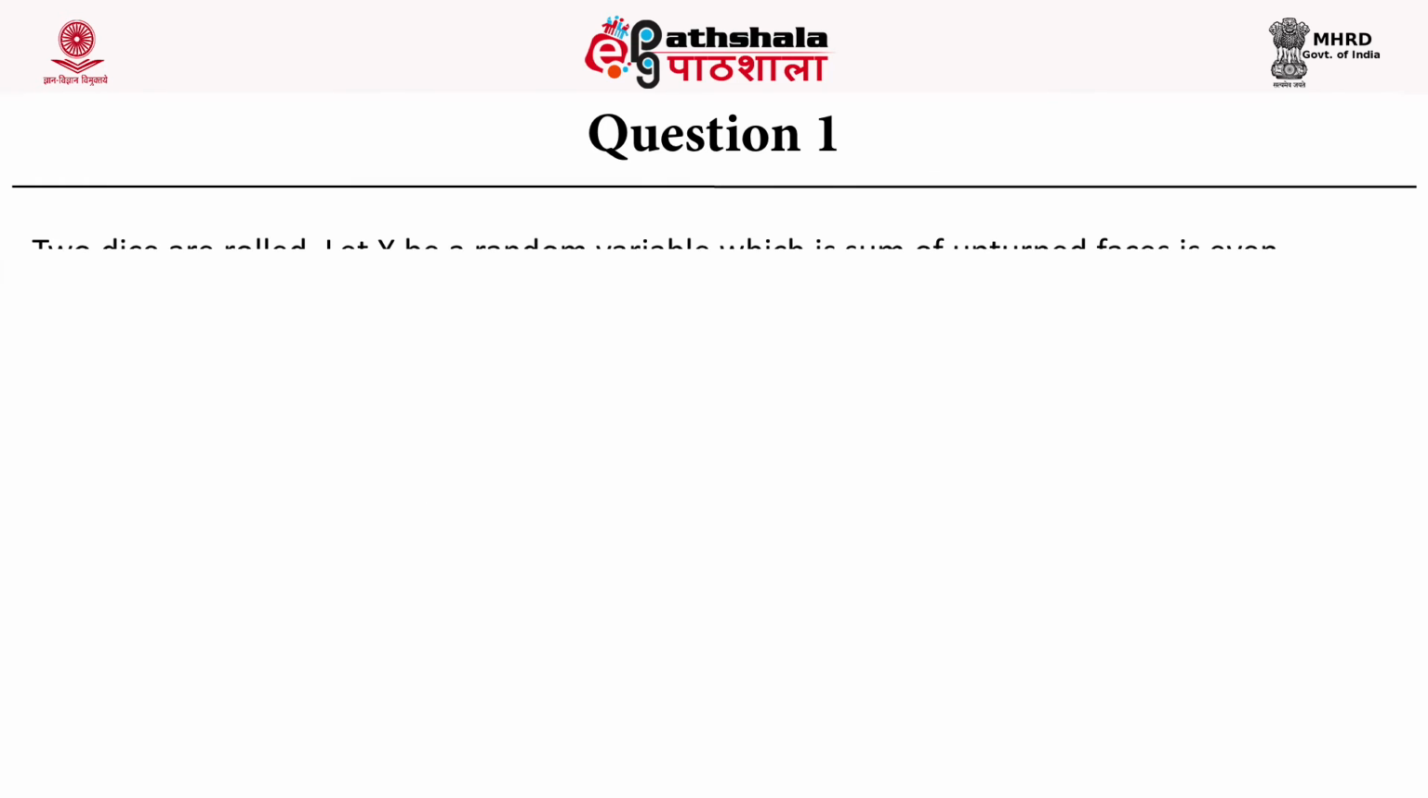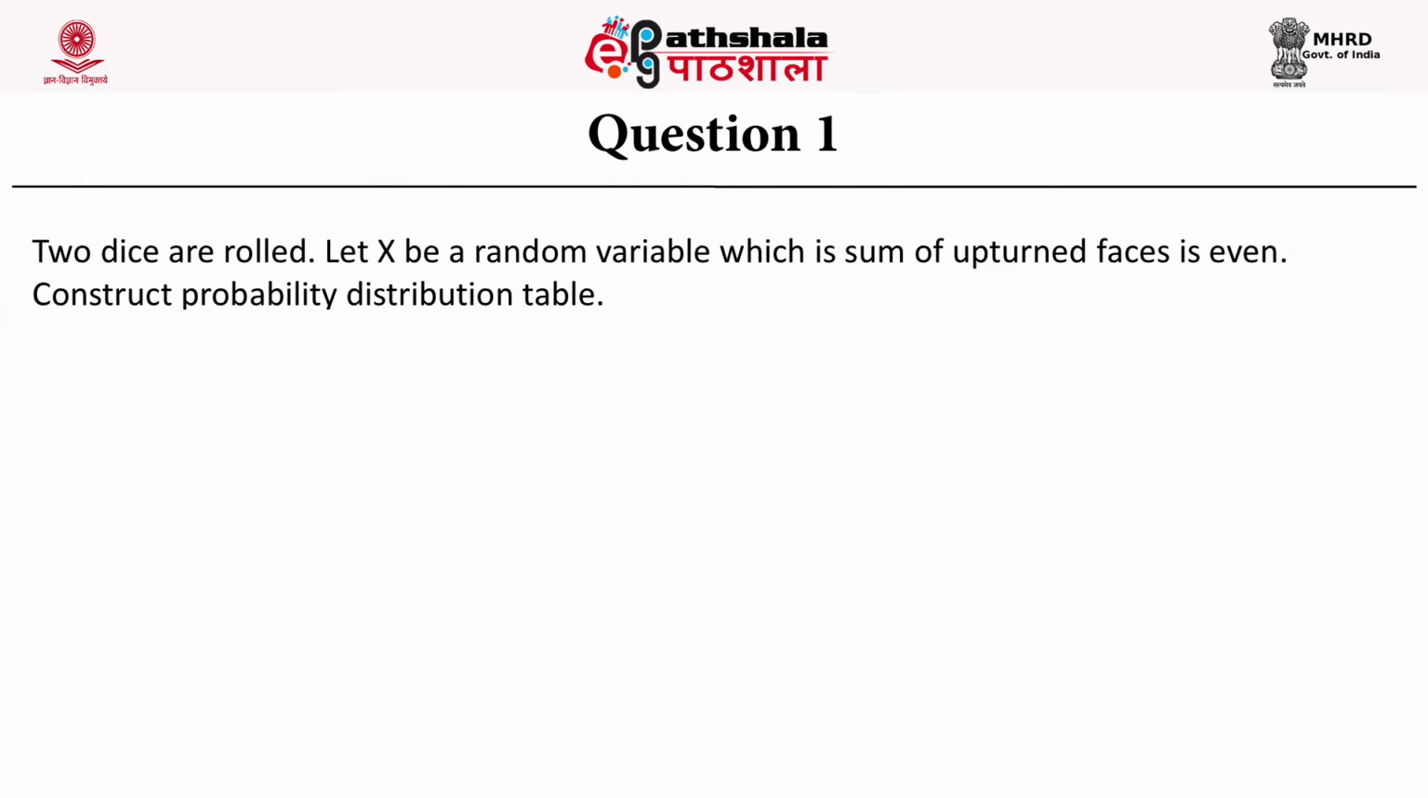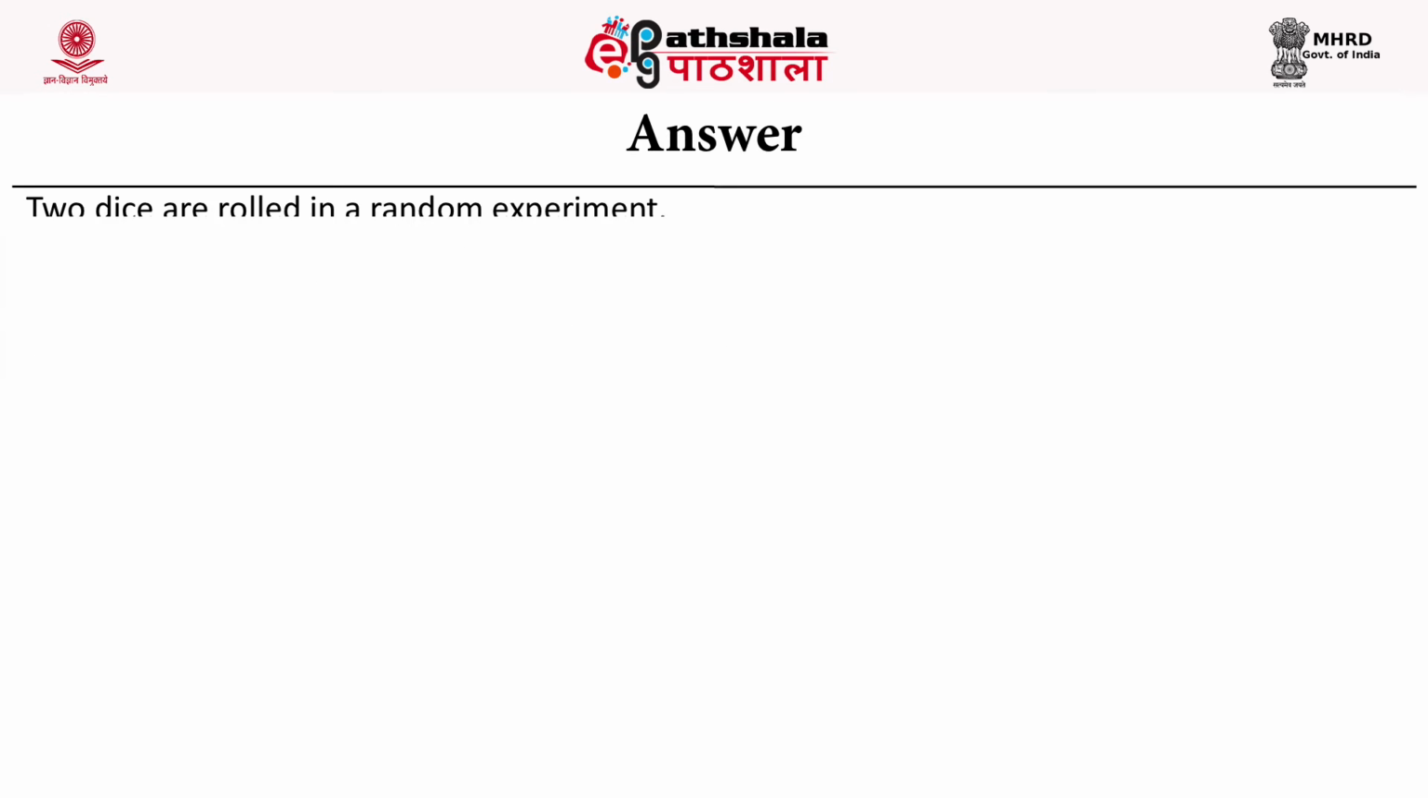Two dice are rolled. In this example we discuss a very simple thing: we have two dice and we roll them, and x is the random variable which is 1 if the sum of the upturned faces is even. So we first construct the probability distribution function and find the distribution function of x for 1. That is, we are interested in finding the value of F(1), where F_X denotes the CDF. That means it is equal to the probability of X less than or equal to x.